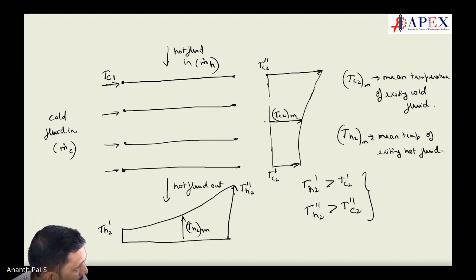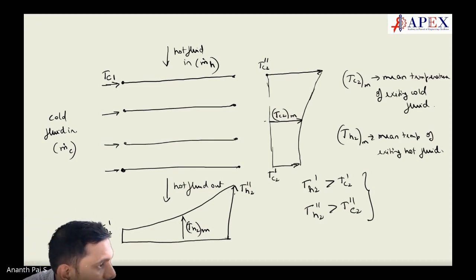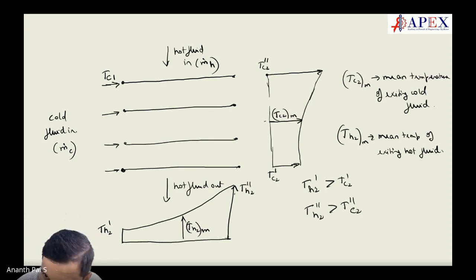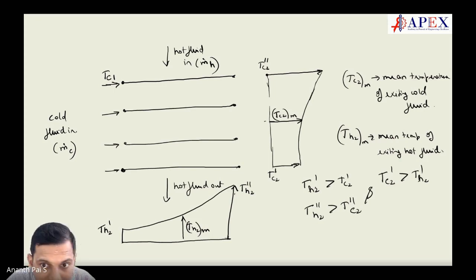Is it always applicable? Let us see. See here, Th2 is over here. It's cooling. It can cool much more than Tc2, which is getting heated up. So Th2 can be any way, is it not? It can be both ways. And Tc2 dash can be greater than Th2 dash. Is it not? Tc2 dash can be greater than Th2 dash. Yes or no?